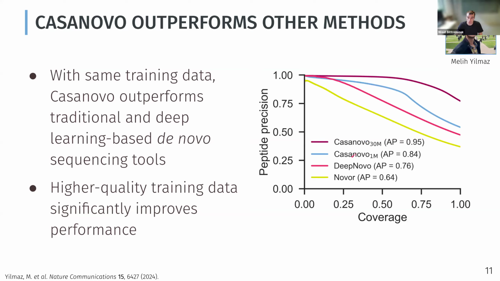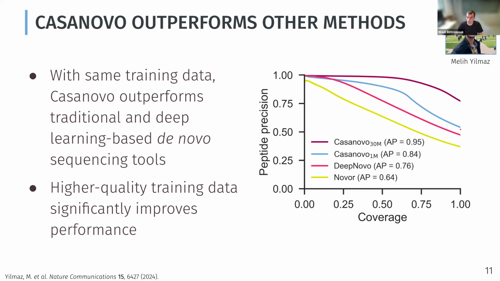We have Casanovo. We compare to DeepNovo, which was an earlier deep learning-based de novo tool using a combination of CNNs and RNNs. And then Novor, which was a traditional machine learning-based approach using random forests. When we trained Casanovo on the same data set as DeepNovo, consisting of approximately 1 million spectra, we see that it already outperformed both DeepNovo and Novor quite nicely.